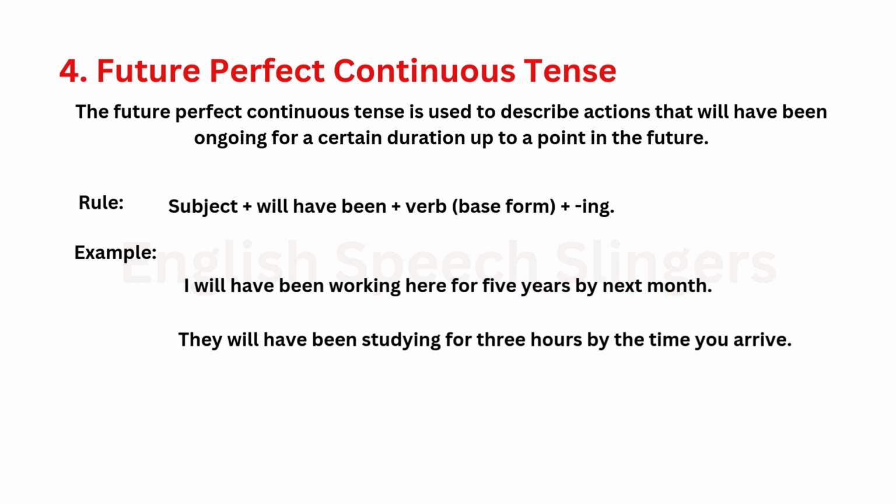They will have been studying for 3 hours by the time you arrive. In this sentence, they is the subject. Will have been are the auxiliary verbs. And studying is the main verb in its continuous form. For 3 hours by the time you arrive specifies the duration and the time.